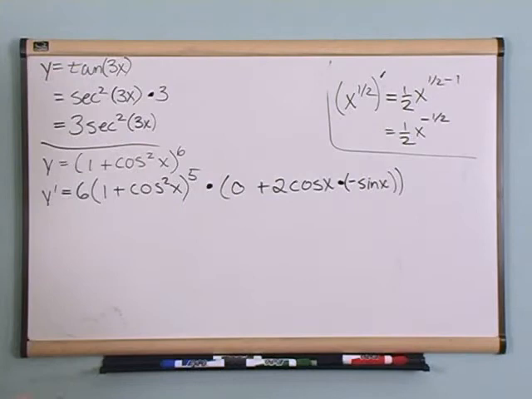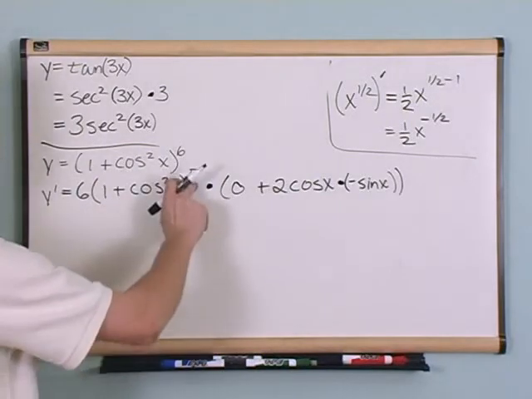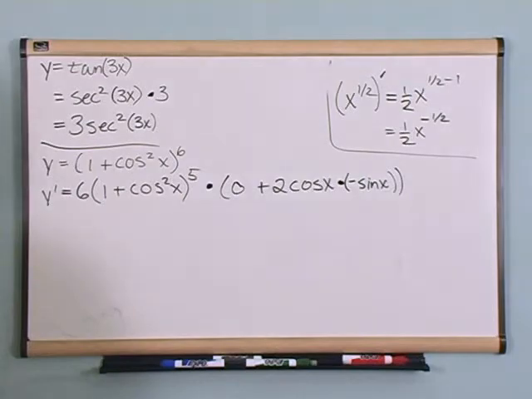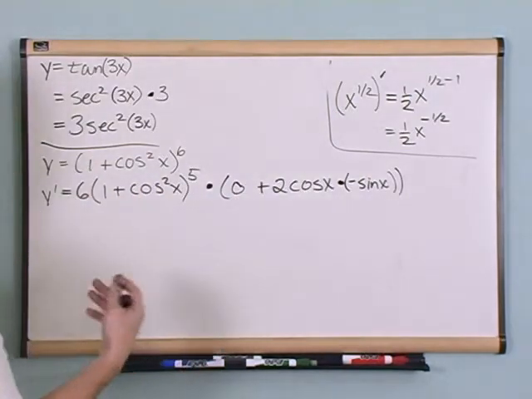Now that was a lot of fast and furious stuff all at the same time. So I want to make sure that we're in sync before I move any farther. Put the 6 out, I wrote the inside down, put the 5 down, no problem. Now I've got to take the derivative of the inside. The derivative of this 1 is simply 0 because it's a constant.